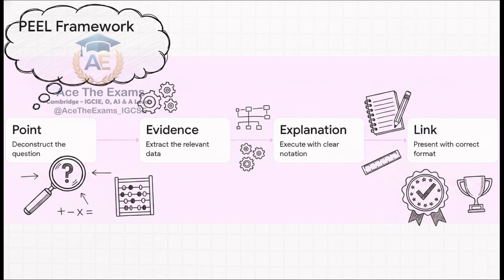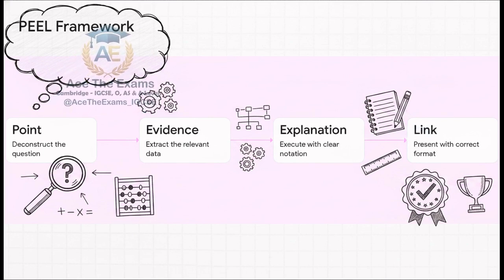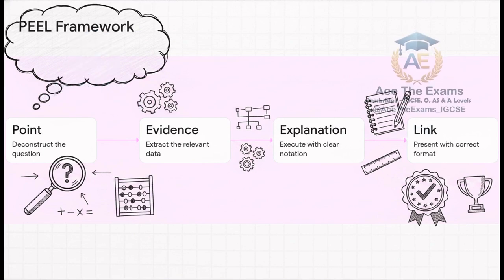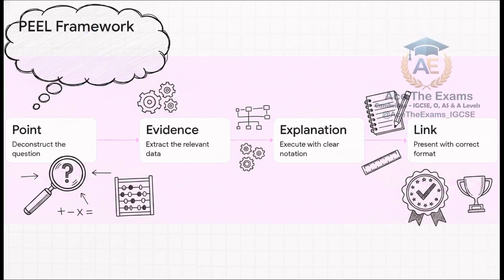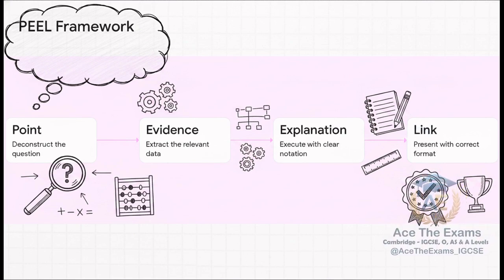Step 2 is evidence. You extract the relevant data from the expression. What are your bases? What are your coefficients? Step 3 is explanation. This is the actual doing. This is where you execute clear mathematical notation, applying your log rules step by step down the page. No skipped lines. And finally, step 4 is the link. You verify your mathematical result and present it with the correct terminology and formatting that was specifically requested by the prompt back in step 1.